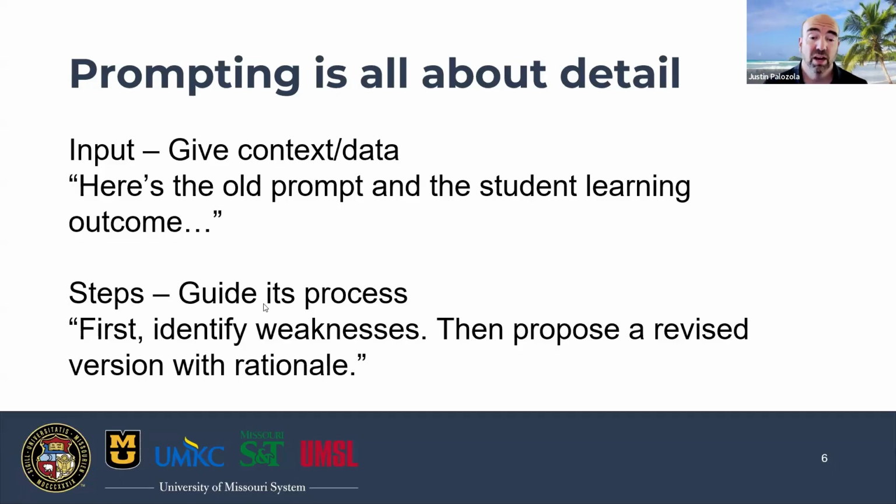And then steps. A lot of people forget this, but guide its process with as much detail as you can think of, right? So first, I want you to identify the weaknesses. I then want you to propose a revised version with rationale. Then I want you to give me the reasoning why you're giving me that revised version, right? As much detail as you can possibly get. Again, all of these are in one prompt. These aren't three separate prompts, okay? But yeah, guiding its process is key.